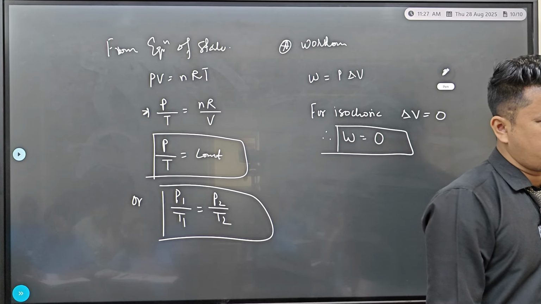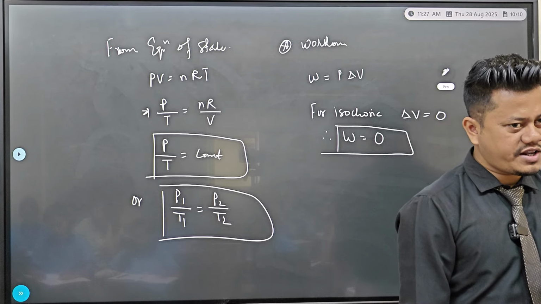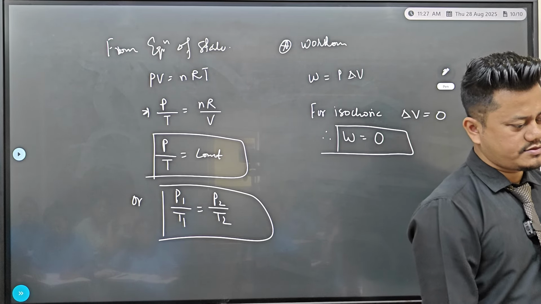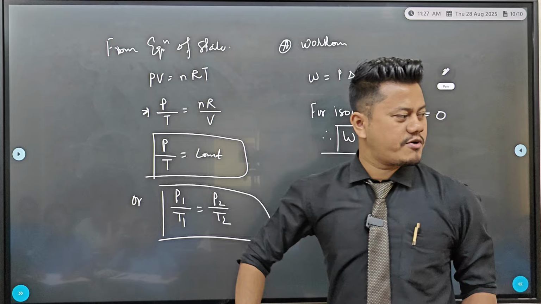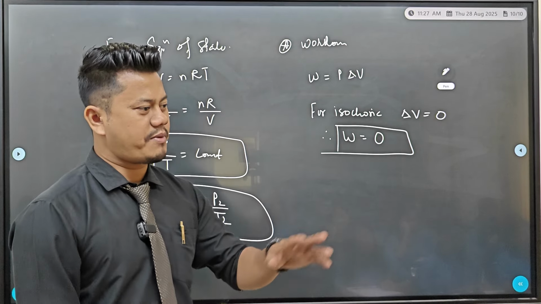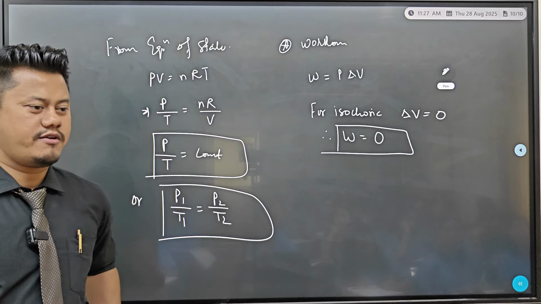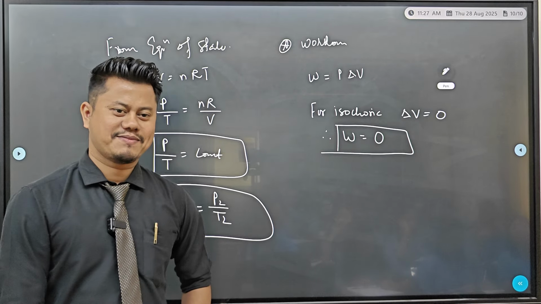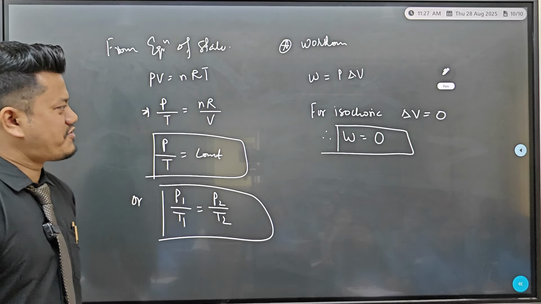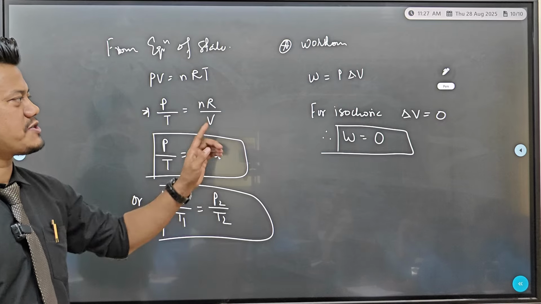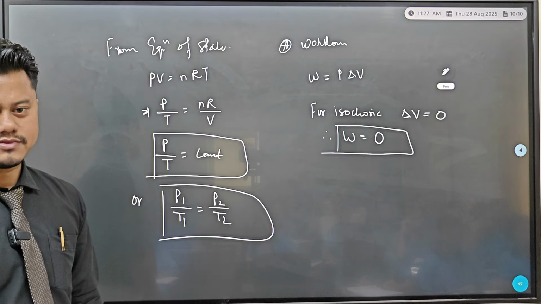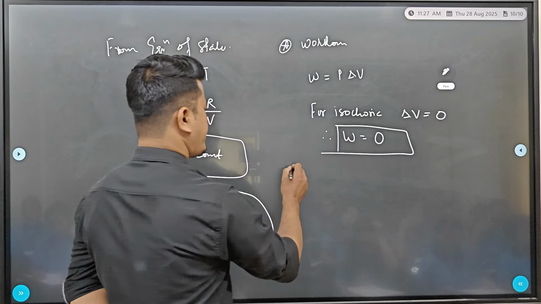Understood or not? For isochoric, I'll also go for the PV indicator diagram. I forgot to give you the PV indicator diagram of isobaric. No problem, I'll give it to you combined. For isochoric, del V equal to 0, so work done must always be equal to 0. Okay? Let's go for next.